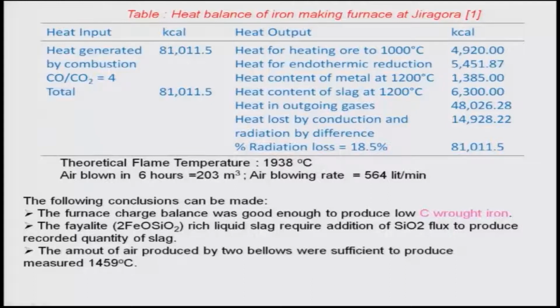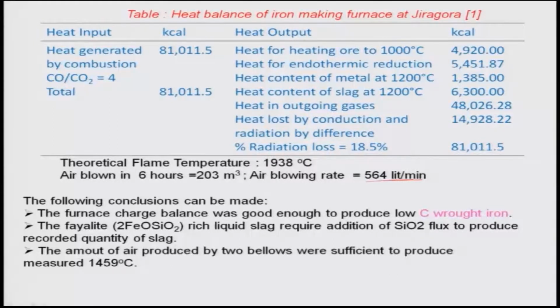The air blown in 6 hours is something like 203 meter cube, and the air blown rate is 564 liter per minute. The conclusions that can be made out of this analysis and discussion: the furnace charge balance was good enough to produce low carbon wrought iron, and the phyllite rich liquid slag requires addition of silica flux to produce the recorded quantity of slag. A sufficient amount of air produced by two valves produced a measured temperature of 1459 degrees Celsius, which they could measure in the experiment they conducted.